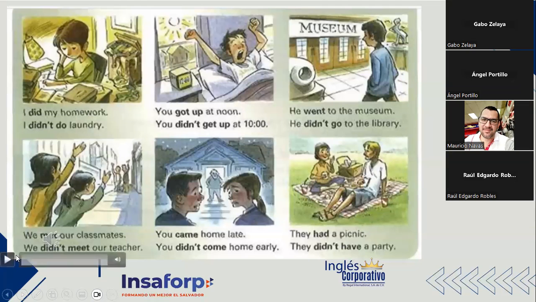Let's listen to this example. I did my homework. Can you listen? I did my homework. I didn't do laundry. Can you listen to the examples? Yes, teacher. Yes, I listen. Okay, thank you so much. I did my homework. I didn't do laundry. You got up at noon. You didn't get up at 10 o'clock. He went to the museum. He didn't go to the library. We met our classmates. We didn't meet our teacher. You came home late. You didn't come home early. They had a picnic. They didn't have a party.